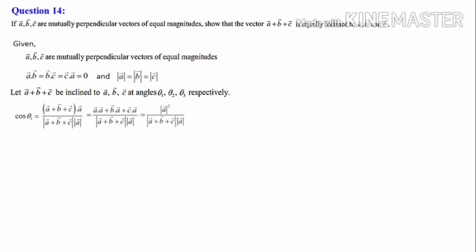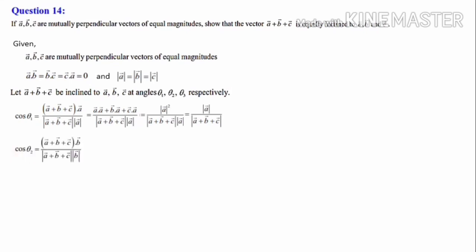That is equal to A dot A, we have already learned, that is modulus of A square, and B dot A and C dot A, here they are 0. So we will get in the numerator only A dot A, that A dot A becomes modulus of A square, divided by modulus of (A plus B plus C) into modulus of A. So here there is a modulus of A in the denominator and modulus of A square in the numerator. When you cancel it, modulus of A by modulus of (A plus B plus C) will come.